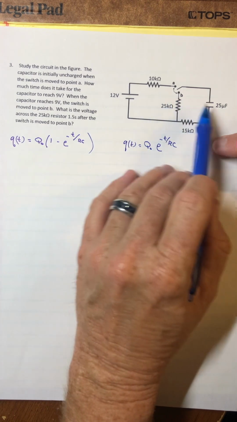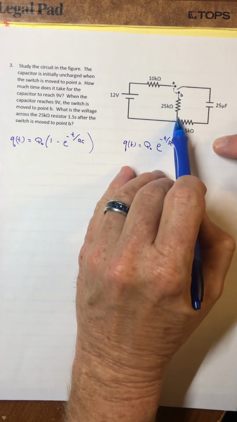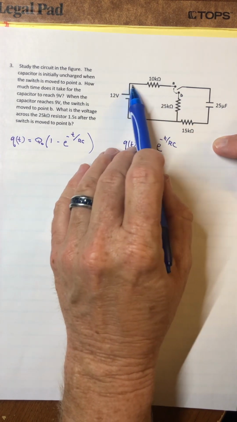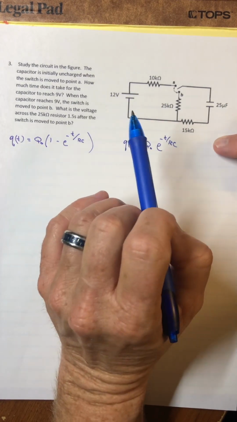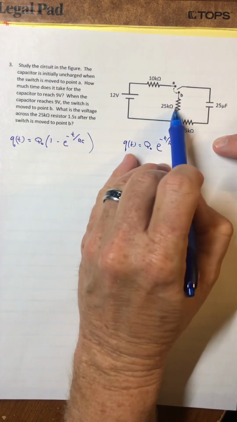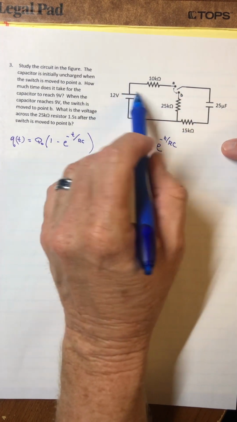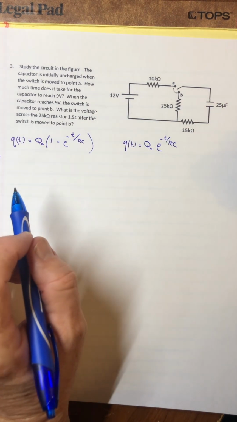And so when we move to B, now the capacitor is going to discharge. And this branch is useless or isn't doing anything. So when it's at A, we can ignore the 25K resistor, and when it's at B, we can ignore the battery and the 10K.